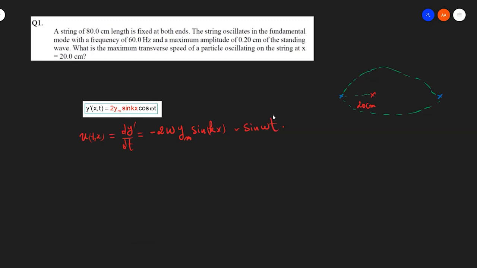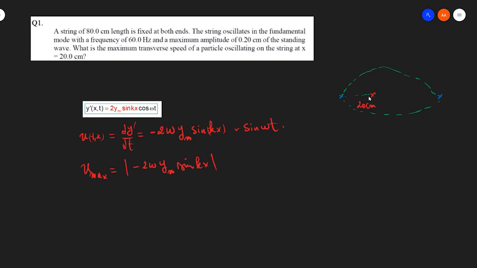As you see, this one is varying in time. So all the factor which is here will be our Umax, because the maximum value of the sine is 1; it gets 1 or minus 1 in absolute value. So all this will be the maximum transverse velocity. Umax will be the absolute value of minus 2 omega ym sine kx.